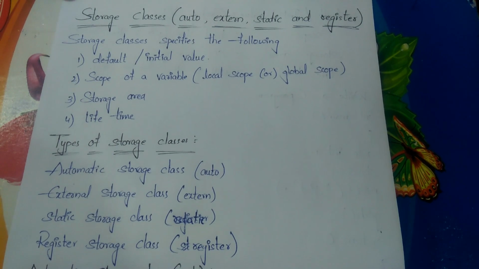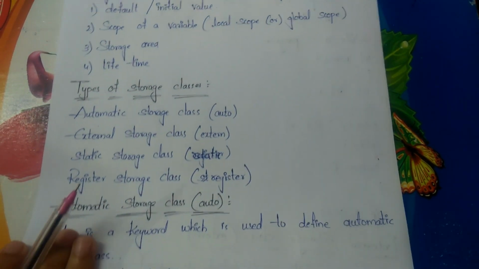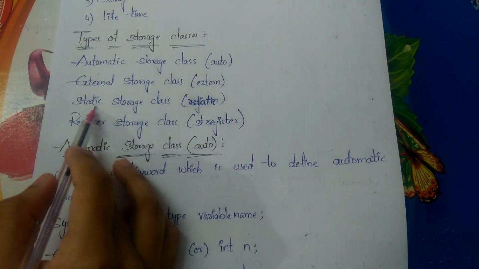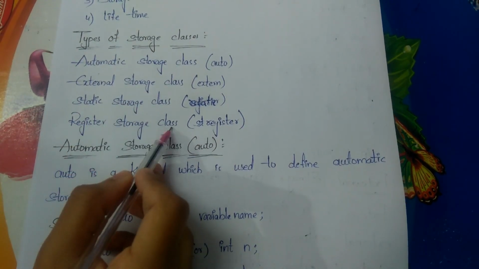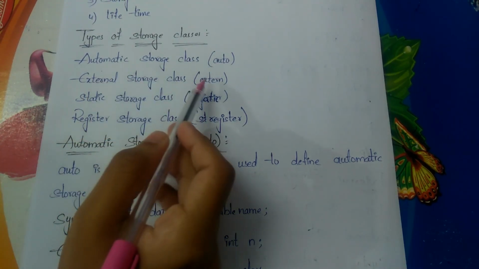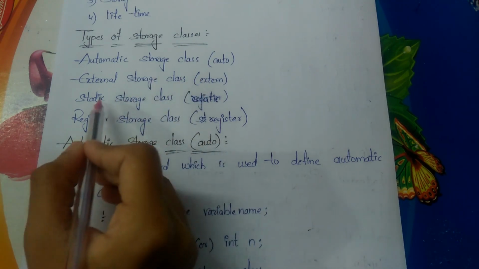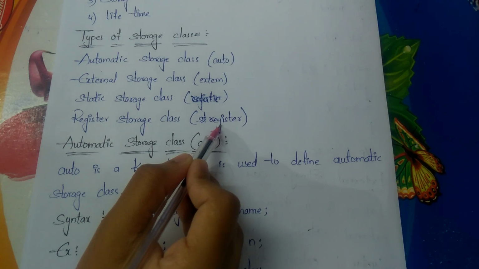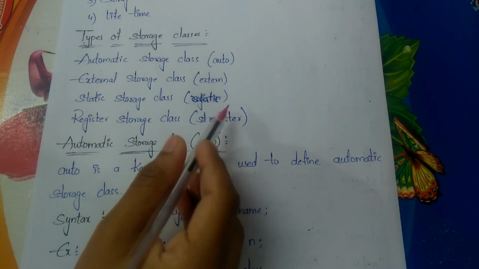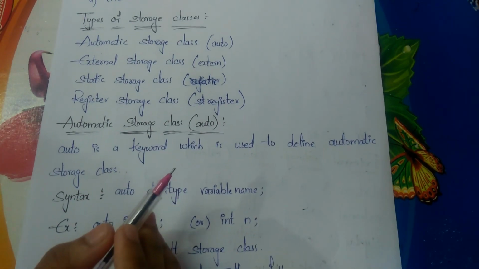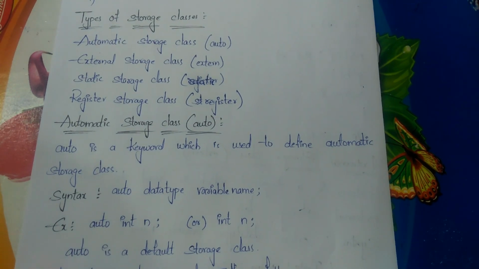Now let's see the types of storage classes. Those are the automatic storage class, external storage class, static storage class and register storage class. For automatic we use the keyword auto, for external we use the keyword extern, for static the static keyword, and for register we use register as a keyword. These are all keywords in C, and we know that keywords always start with lowercase letters. Now let's discuss all of these storage classes one by one.